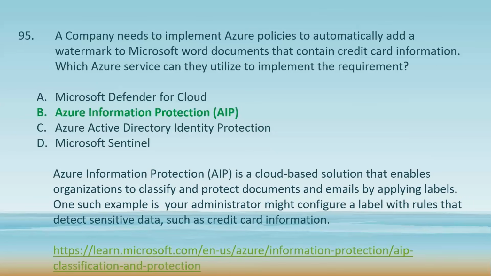So the right answer is option B, Azure Information Protection, which is a cloud-based solution that enables organizations to classify and protect documents and emails by applying labels. One such example is your administrator might configure a label with rules that detect sensitive data such as credit card information. In this case, any user who saves credit card information in a Word file might see a tooltip at the top of the document with a recommendation to apply the relevant label for this scenario.